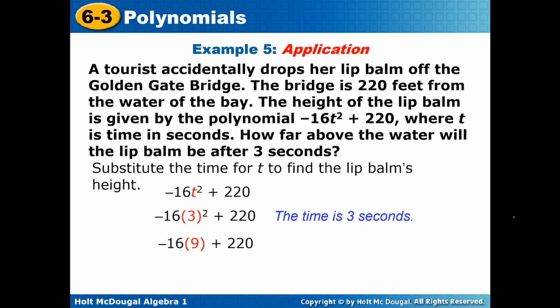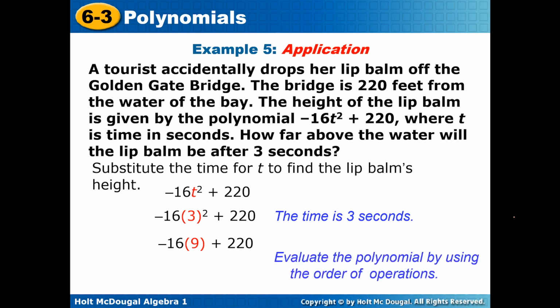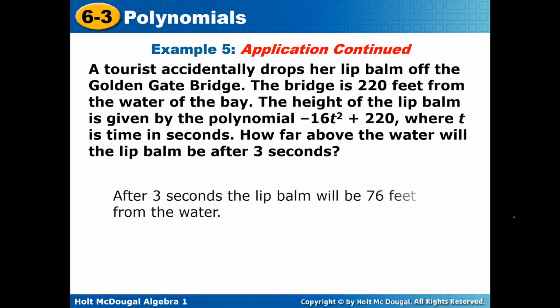We know that any number outside a parentheses set multiplies the numbers inside a parentheses set. Therefore, negative 16 is going to multiply 9. Negative 16 times 9 is negative 144. We are now going to add negative 144 to 220, giving us 76. The conclusion of this is that after 3 seconds, the lip balm will be 76 feet from the water. Go ahead and pause here and give this a try on your own with your example. It's a little bit different scenario, but you should be able to do it.